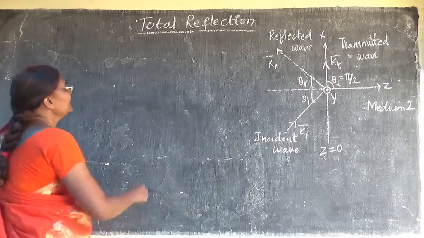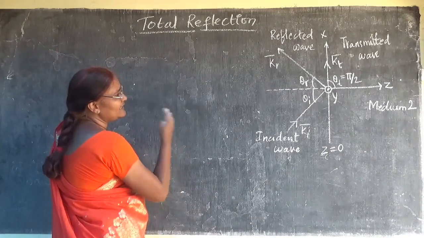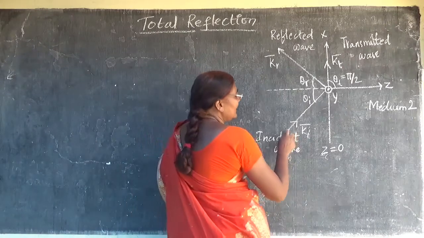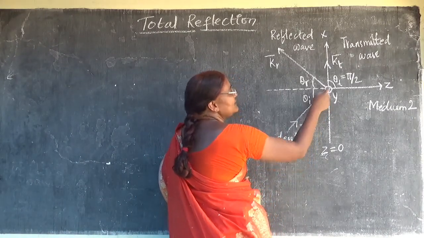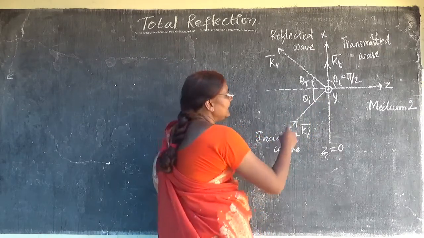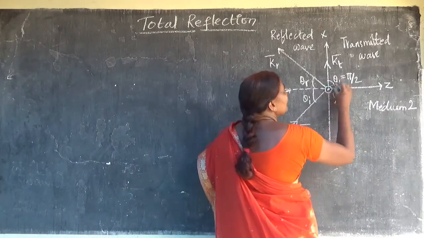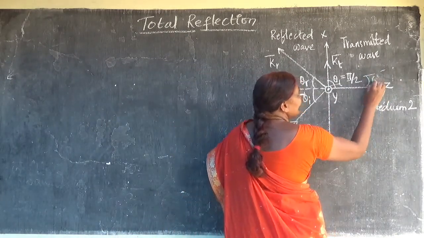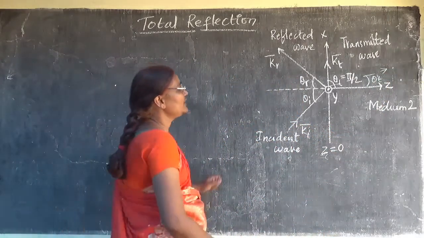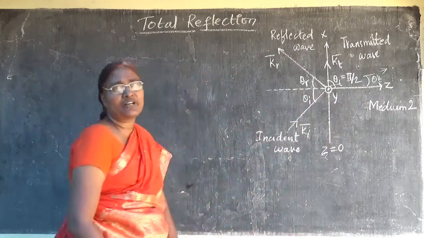So we are going to deal with a topic called total reflection, by considering the previous topic. Here the incident wave will be incident on the plane of incidence with an angle theta I. For this theta I, we get theta t, a transmitted wave. It will make an angle of theta t with the normal of the boundary.